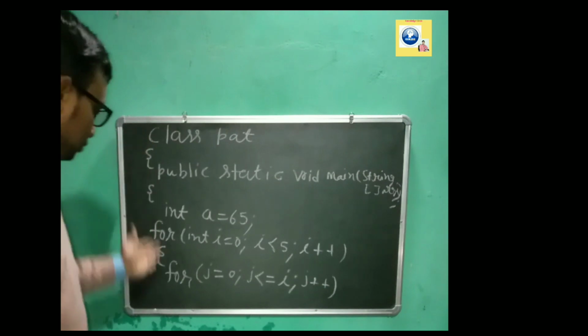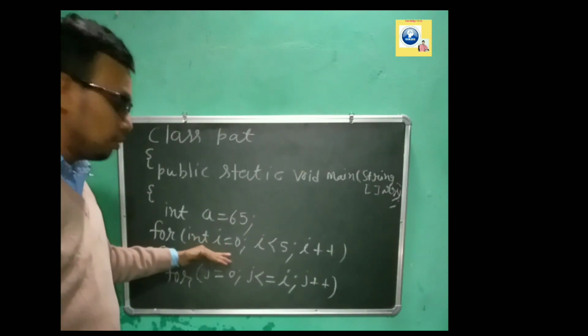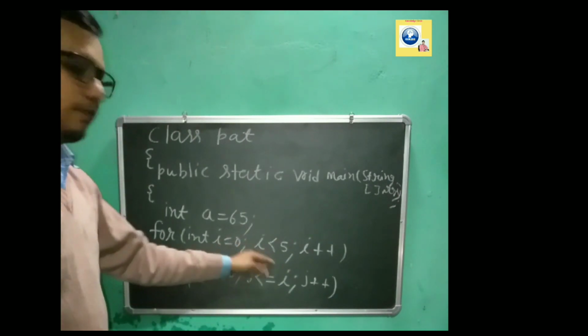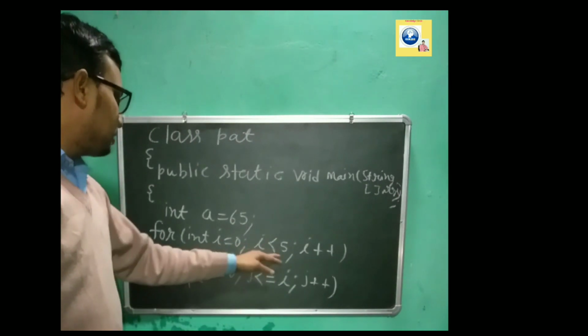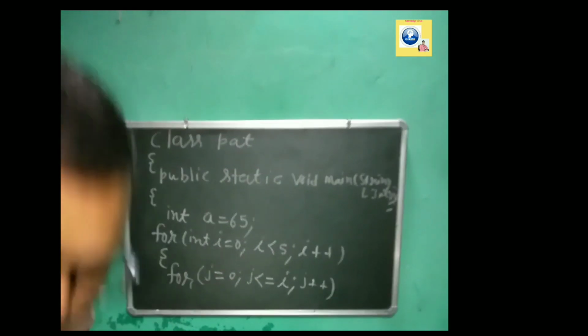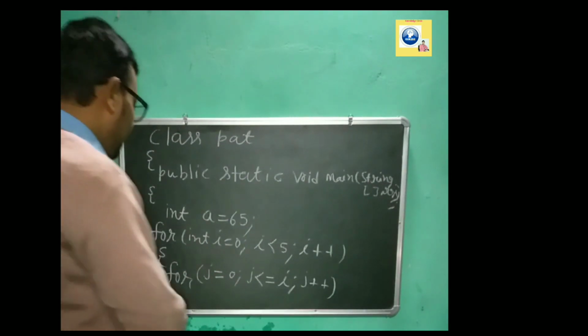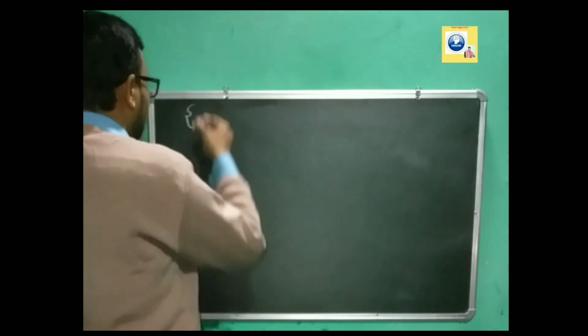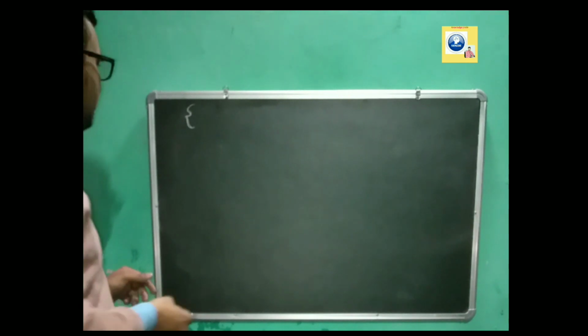Okay, now the first loop, the outer loop, decides the number of rows. That is 0 to 5 means 5 rows, 0 to 4 means 5 rows, and then we have to print. What we have to print? We have to print alphabets. So let's see the remaining code. Then after, what we have to do? The scope of the inner loop.